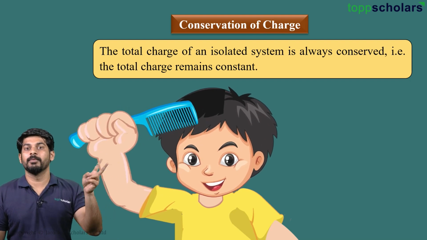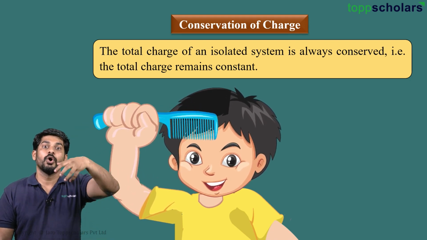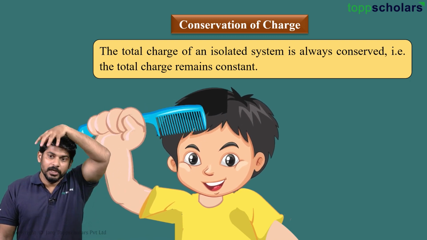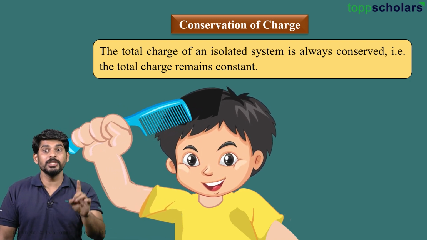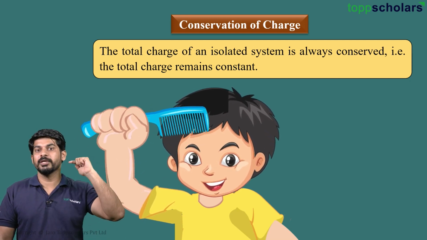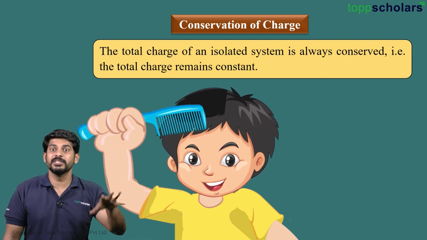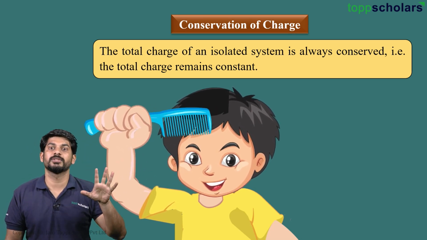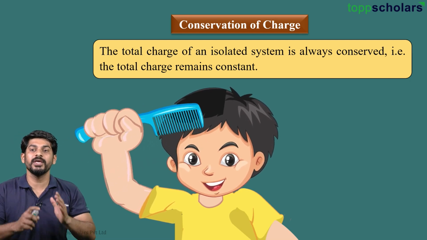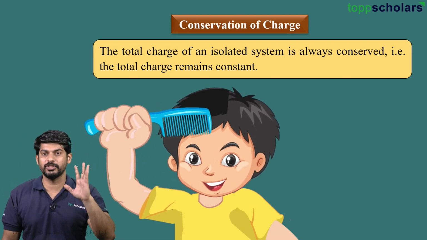So if we look at the combined effect, the total charge on this whole body, or we can say on this isolated system, is conserved. That means for the system as a whole, the total charge is still conserved. What has happened is only that some charge from the hair has been transferred to the comb. The total charge in the universe has always remained constant. Whatever the process, the total charge always remains constant. This is simply called the conservation of charge.